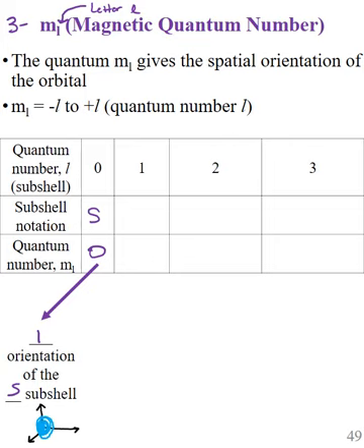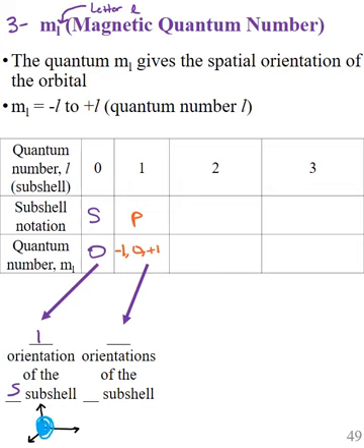Now let's look at the next one. If L equals 1, what is the subshell notation? This means a P. Again, that's something that you need to memorize. Now we need to figure out m sub L. Now m sub L can have any value between negative L to positive L. Our L in this case is 1. So it can have any values between negative 1 to positive 1. So negative 1, 0, and plus 1.